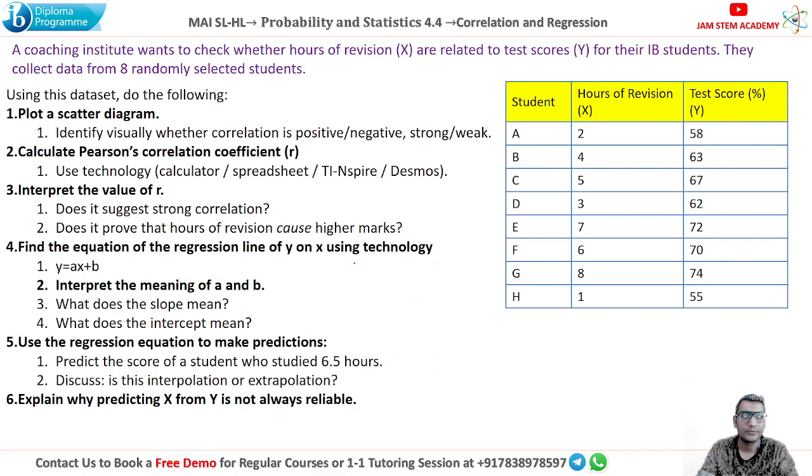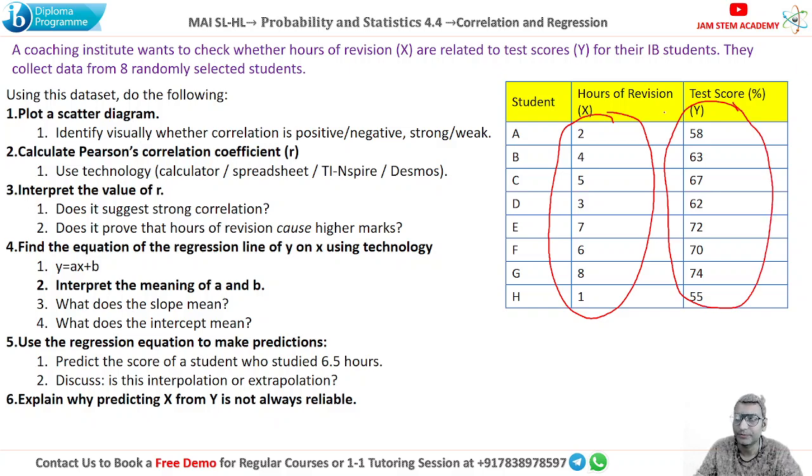Okay, now here's the question. With the help of this question, I will explain each and everything that we have covered so far. It says a coaching institute wants to check whether the number of hours of revision is related to test score for the IB students or not. The data is collected from 8 randomly selected students. So we have total n data points. Okay, n is 8.